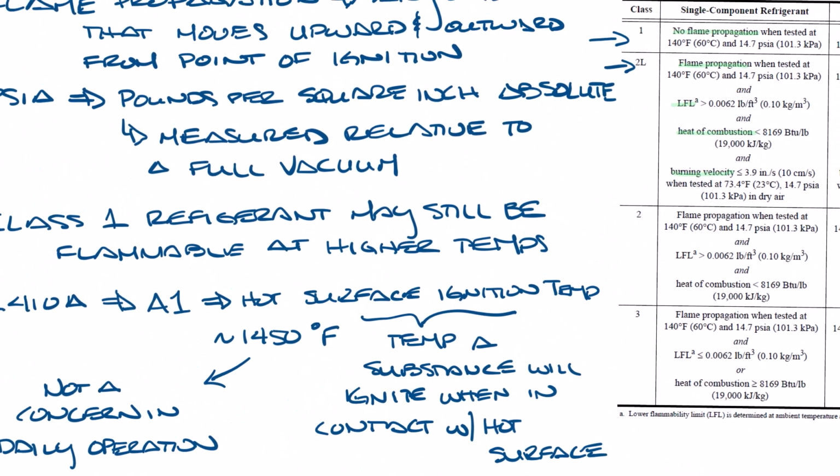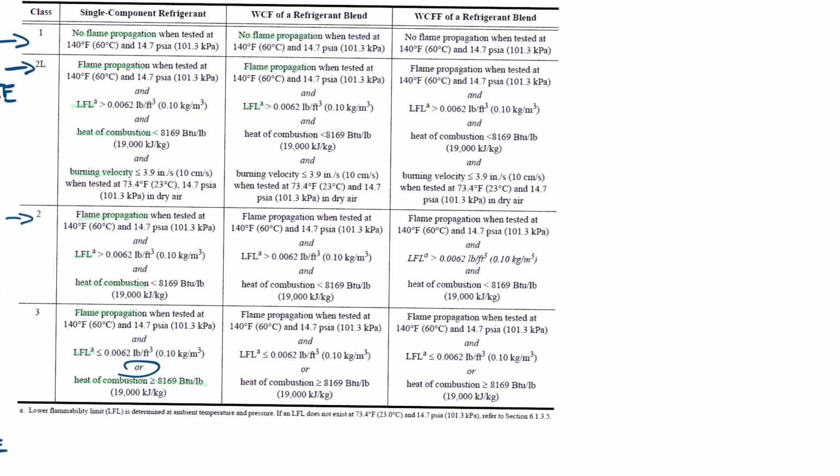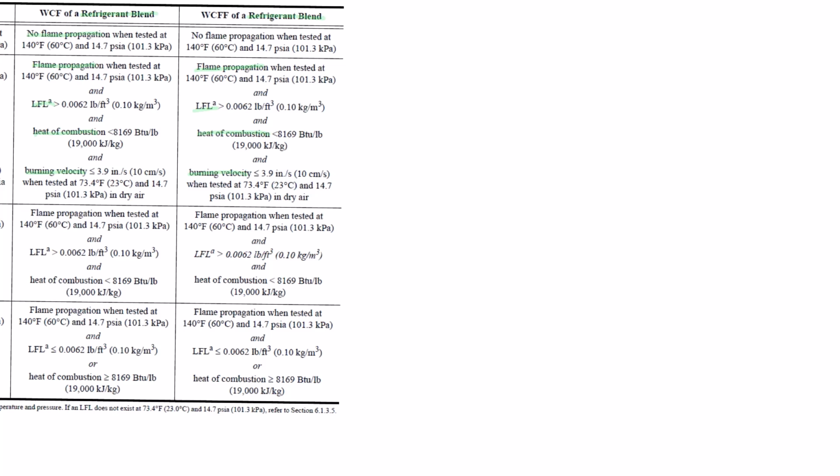So let's go back up and look at this table. You can see the requirements are all the same as Class 1, but there's no burning velocity requirement in a Class 2. Then Class 3 has the same first 2 requirements, or the heat of combustion is greater than 8169 BTU per pound. Let's move this over and look at the other columns. The requirements are the same for all 3 columns. The first column is for a single component refrigerant like R32, and the second and third columns are for refrigerant blends. Let's move column 1 off page and look at just columns 2 and 3.